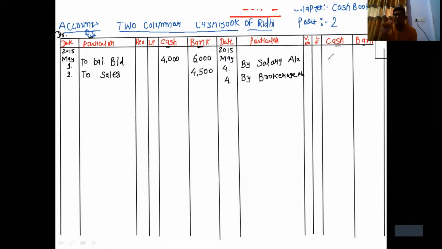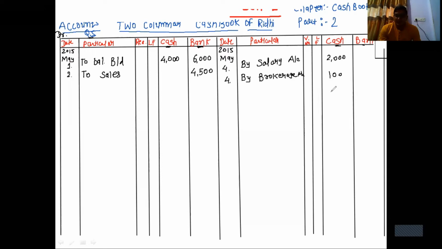Here the word used is cash. So we have paid cash and we have to write in the cash column. The amount is 2,000 for salary and 100 for brokerage. Okay. So here we write salary account and brokerage account. Date is 4, but the nature of expense is different. So we write different items in particular, salary account and brokerage account, 2,000 and 100.